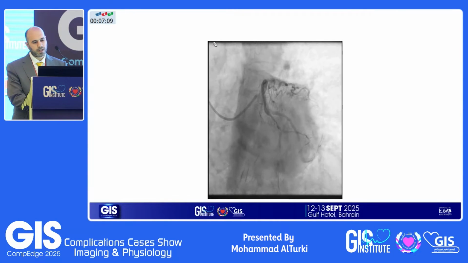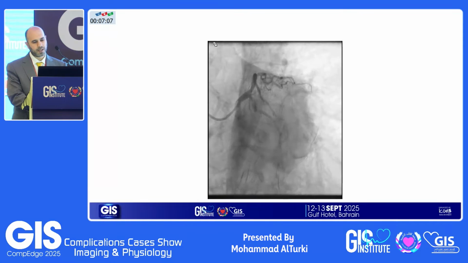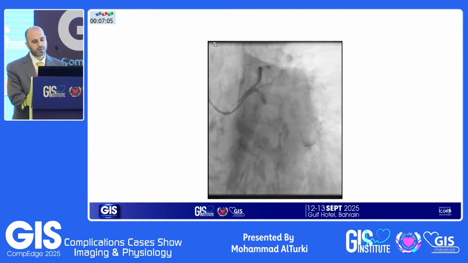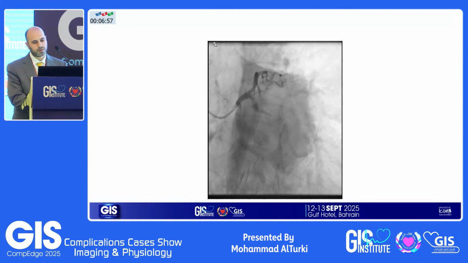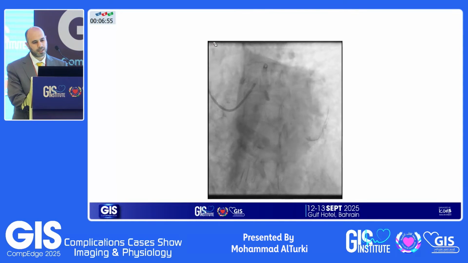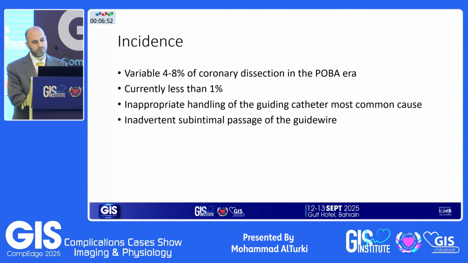This is when we decided to wear my CTO cap and progress with CTO equipment. So the plan was to fenestrate the false lumen and try to gain access from the false lumen into the true lumen. The incidence of coronary artery dissection is variable, 48% in the POBA era. However, currently it's less than 1%. Mostly it's due to inappropriate handling of the guide catheter and inadvertent subintimal passage of the guide wire.